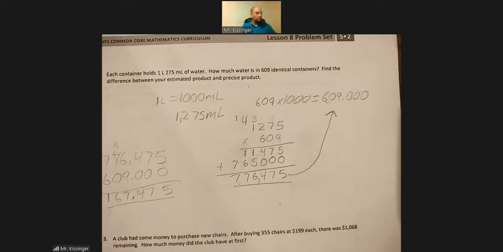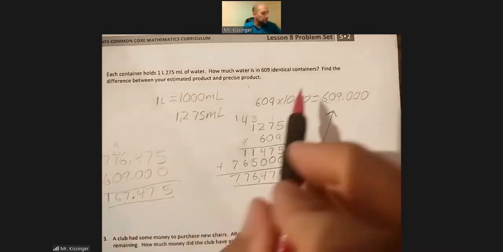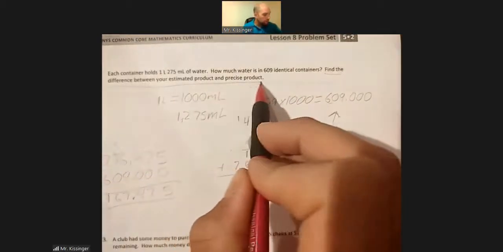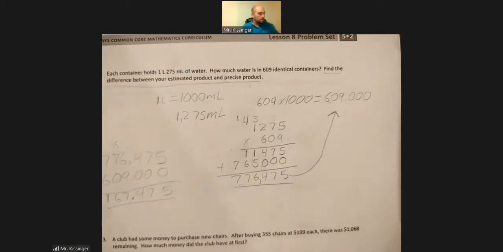We have to be careful when we look at a word problem. We have to really be sure of what it's asking, because it wasn't asking us for the amount that the containers can hold in total. It was asking us for the difference between our estimated product and the precise product, which is when we actually do the multiplication and find the product. So make sure we're always reading really carefully when we're doing word problems to see what the question is asking.